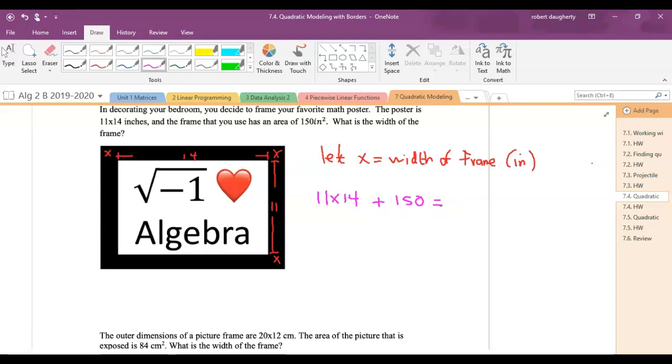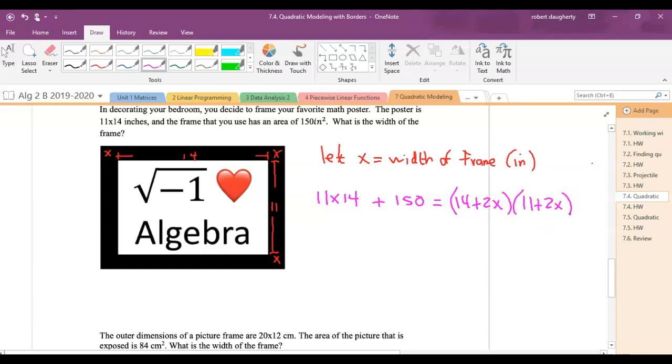Well, that's the number, but that's not in terms of x. In terms of x, what's the total area going to be? What's the length of this top side, guys? This is 14 plus 2x. These problems are all going to sort of work like this. What's the length of this other side in terms of x? 11 plus 2x. That's the equation that I need to solve now.